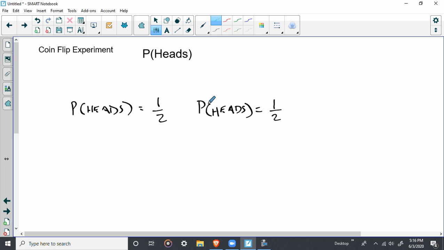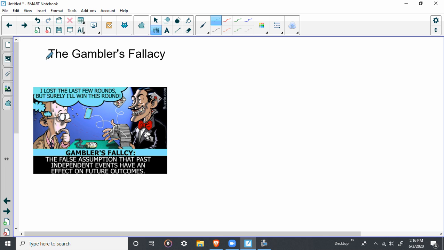The second time I do it, the probability of getting heads is still exactly the same, okay? And this is a tricky idea, and it leads to what's called the gambler's fallacy, a fallacy meaning something that's false. The gambler's fallacy pretty much says that you're due, right? Like you're due to get the heads or tails. And that's not true, right?